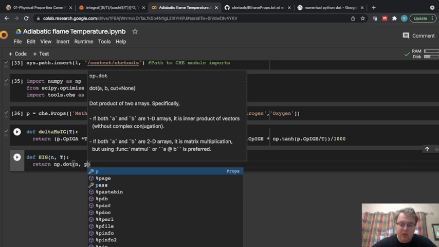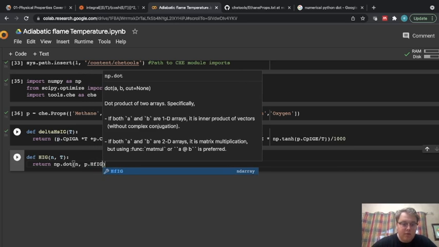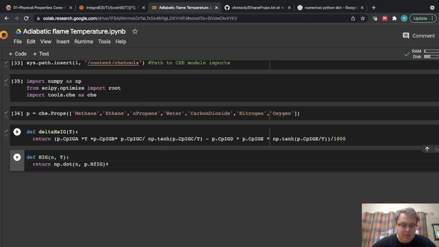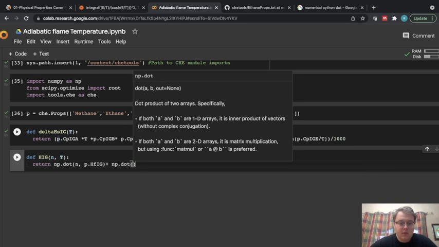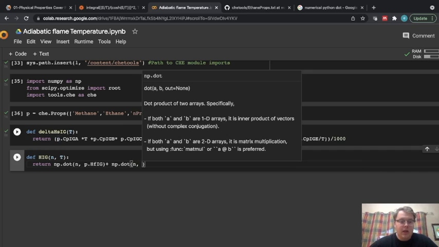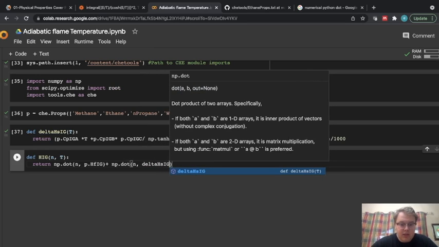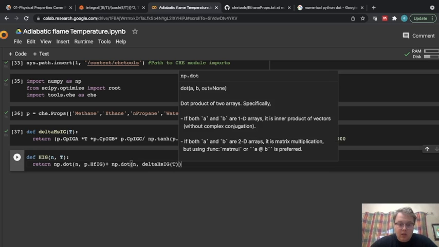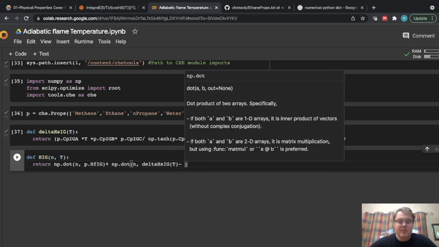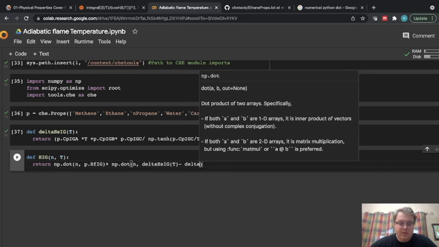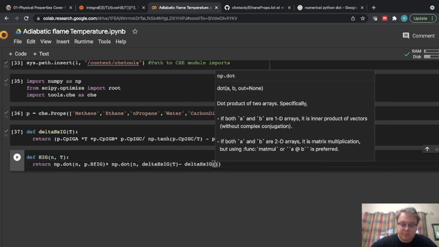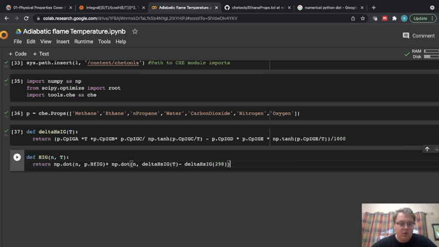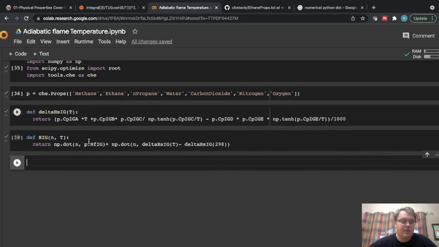So here, N and T, so np dot array of N, comma, is going to be from our properties dot heat of formation for an ideal gas plus, this is going to be numerical Python of a dot array of N, comma, and then here it's going to be delta enthalpy of the system of an ideal gas, so delta HS Ig, and this is going to be at the final adiabatic flame temperature that we're looking for, minus the delta HS Ig of the temperature coming in, so 298. So delta HS Ig 298 degrees Kelvin. There we go. So now we've defined that.